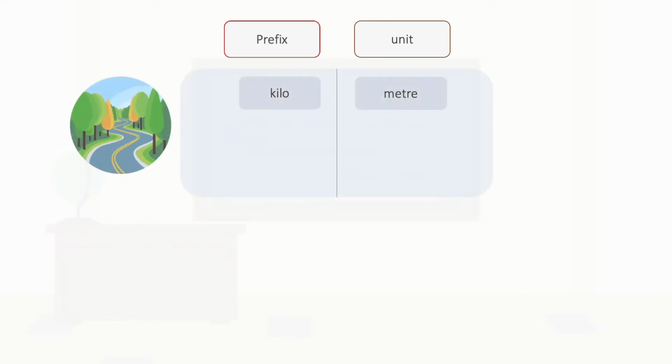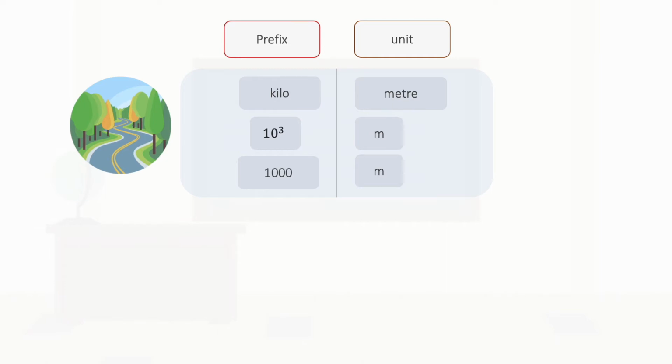Now, I want to introduce the concept of prefixes. Prefixes are preceding factors which act as a multiplier to a unit. In simple terms, a prefix is something that you put in front of a unit that multiplies that unit. Let's take a look at kilometer. It is made out of the prefix which is kilo, in front of the base unit meter. Kilo refers to 10 to the power of 3, so kilometer simply refers to 1000 meters.